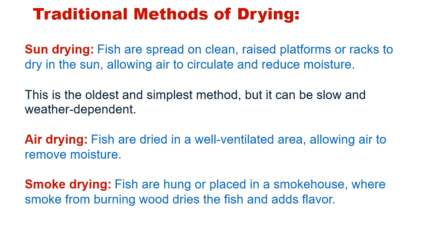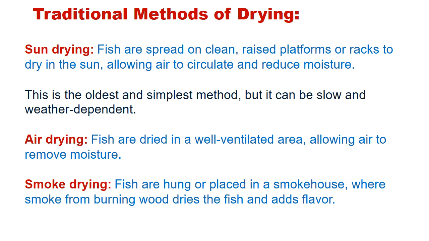So there are different methods of drying. First we will see traditional methods of drying, in which the most common old method is sun drying. Here the fish are spread on clean raised platforms or racks, dried in the sun, allowing air to circulate and reduce moisture. But the oldest practice is to spread the fish on the seashore over some flat surface or some mats. This is the oldest and simplest method, but it can be slow and weather dependent. If there is no sun, it will not work. If there is rain, it cannot be used.